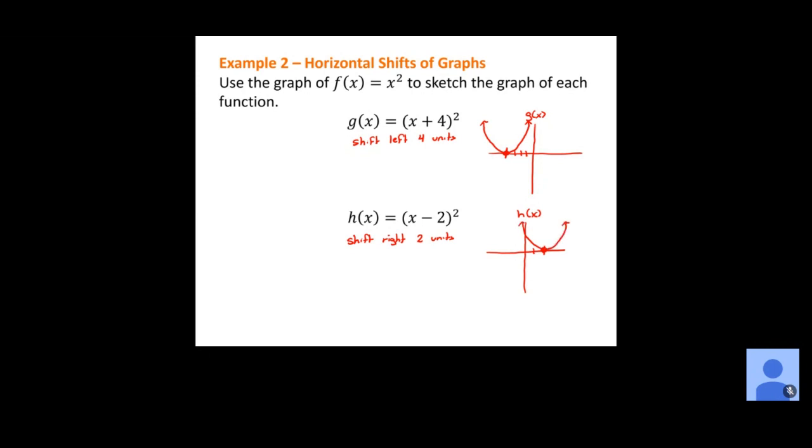And again, these are rough sketches. I don't really care about the y-intercept or anything like that. Okay, so as long as you got the vertex in the right place, basic shape of the graph correct, right? That's what I'm looking for there. And again, on the test, all I'm really going to be looking for is that verbal description. Any questions on the horizontal shifts now?